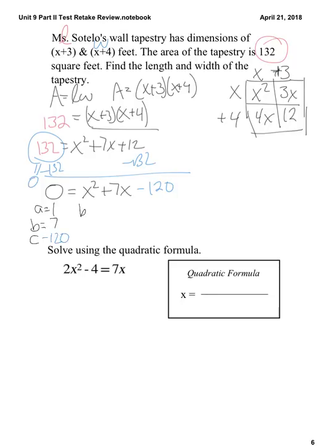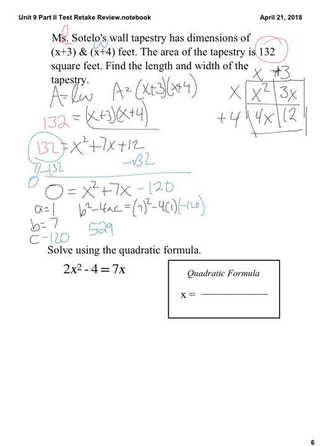First thing we're going to do is take our discriminant, b squared minus 4ac, and solve for that. Of course, we have b is 7, so we're going to square 7 minus 4 times 1 times negative 120, and you'll notice I put those all in parentheses. Entering that into your calculator, you get a value of 529.